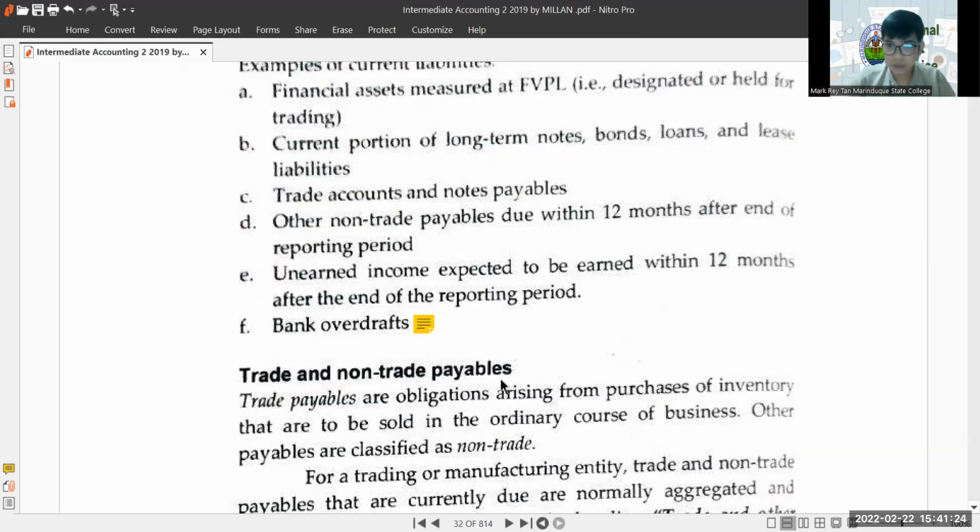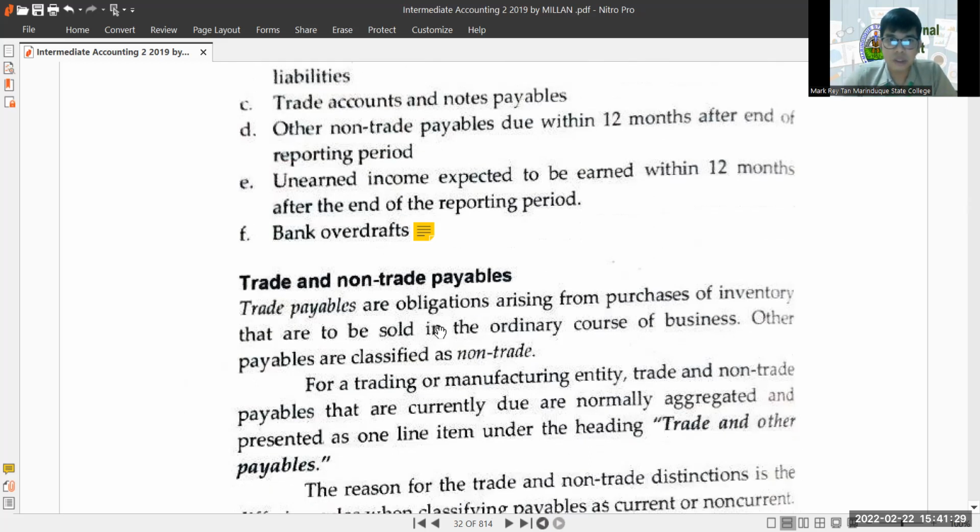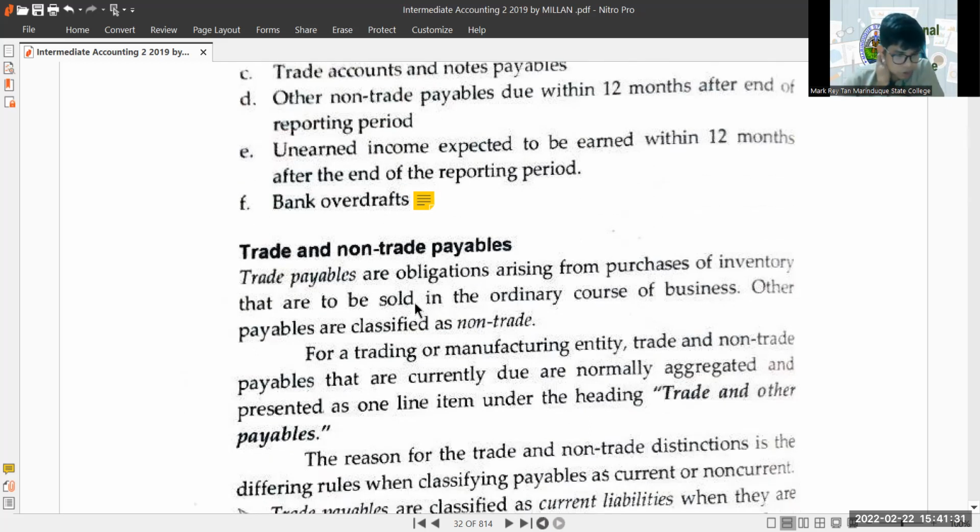Alright. Sige, proceed tayo. Trade and non-trade payables. So, trade payables are obligations arising from purchases of inventory that are to be sold in the ordinary course of business.